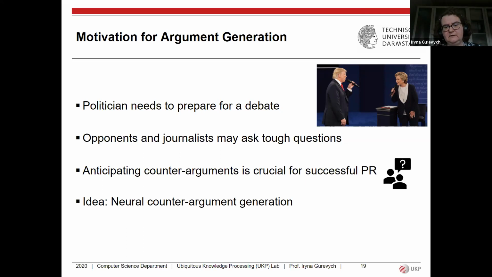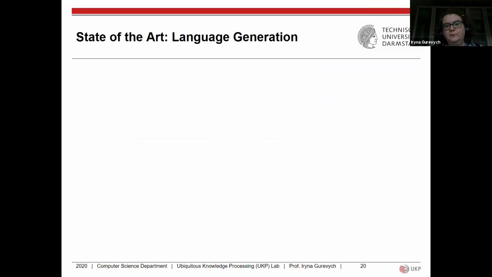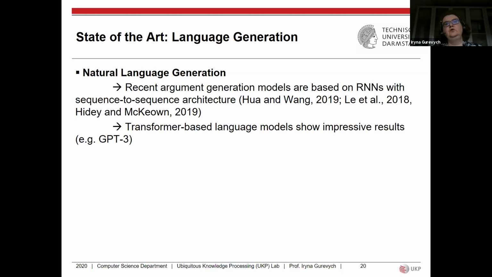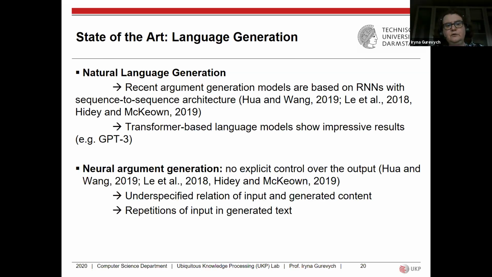And for this, we propose neural counter argument generation. In proposing neural argument generation, we of course build on top of the current state of the art in language generation in general, because it's a particular instance of this NLG task. And here we know that in the recent years, there have been huge improvements due to recent neural architectures like sequence-to-sequence architectures, and more recently, transformer-based language models. And also, I want to mention that we are not the first ones to study the neural argument generation as such. So there has been previous work 2 years ago.